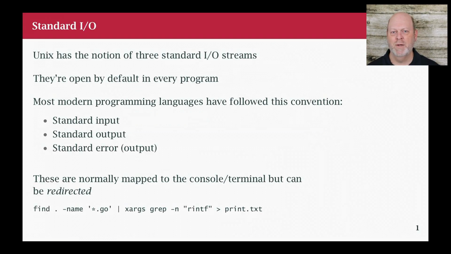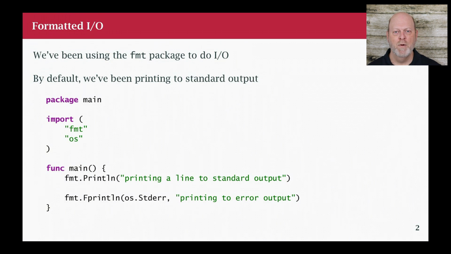Okay, so I want to start by talking about standard I/O. I've mentioned it before, and that is Unix has the notion of three streams of standard I/O: standard input, output, and standard error output, and they can be redirected separately. And almost all modern programming languages expose the same three things to you somehow, and Go does. Through the OS package, we have the variables like os.Stdin. And we've already seen those.